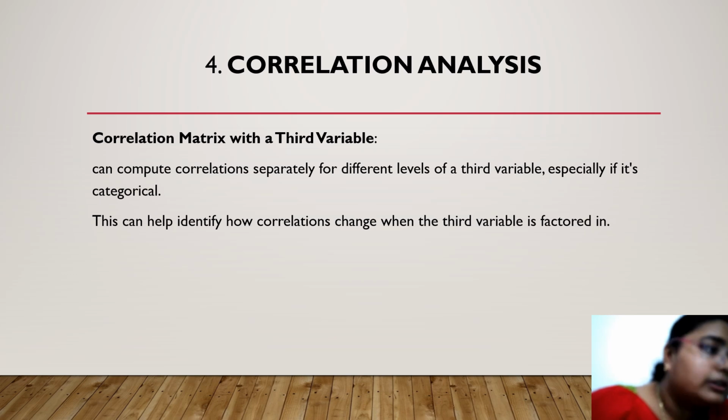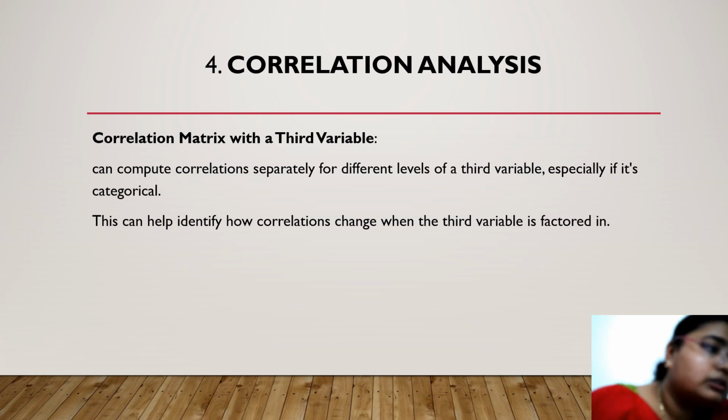But in correlation analysis, in the correlation matrix with the third variable, we can compute the correlation of the third variable separately for different levels. That is, for example, if it is categorical data, then only we can compute the correlation for different levels.